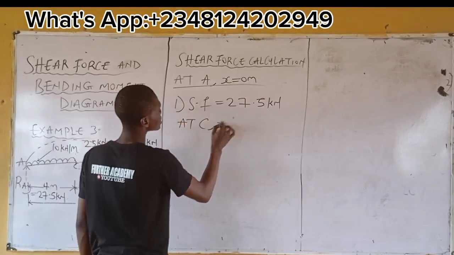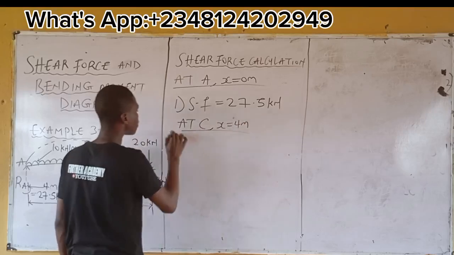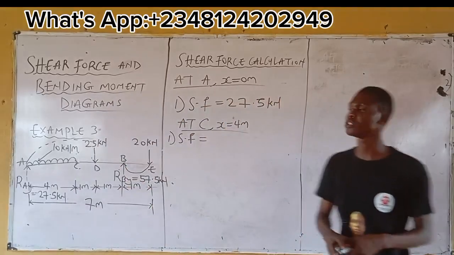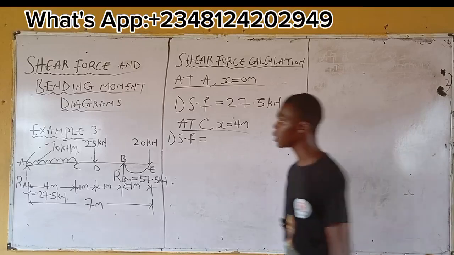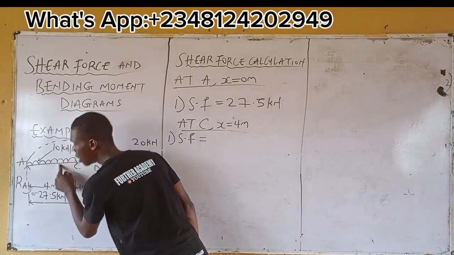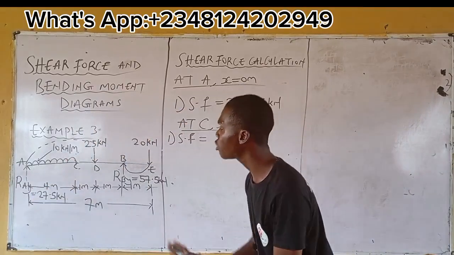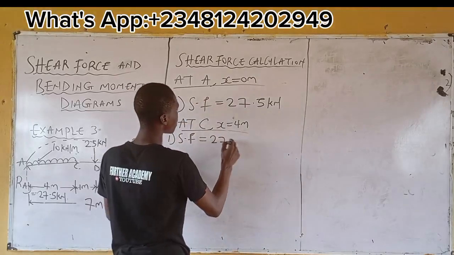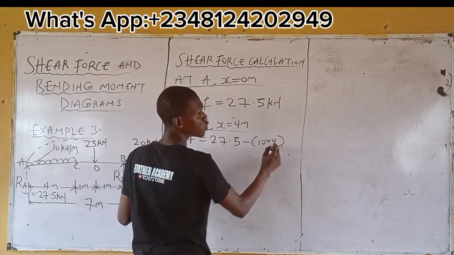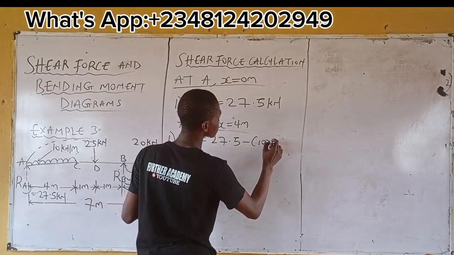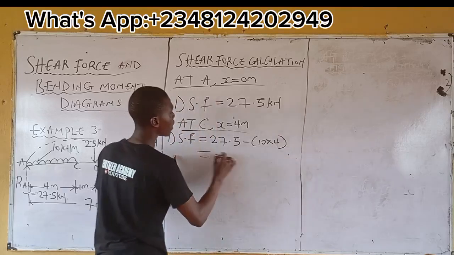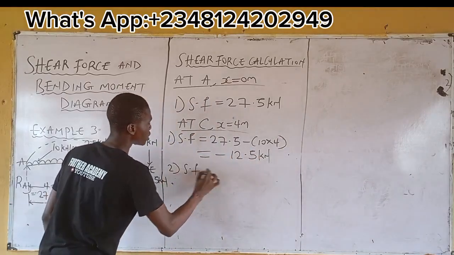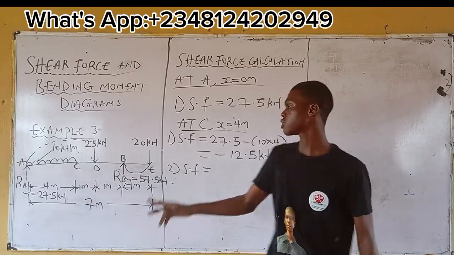Now the next point is what? At C, X equals what? 4 meter. The first value of shear force, how do you get it? What forces are you considering so as to get the first value here? 2, which are what? This RAY and this U.D.L. By RAY, we are saying that RAY is going upward, U.D.L is acting downward. So it becomes what? 27.5 minus 10 times 4. So what do you have? Minus 12.5 kilonewton. Number 2 value of shear force.